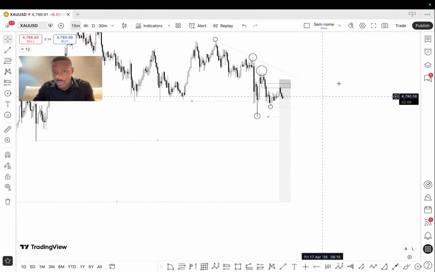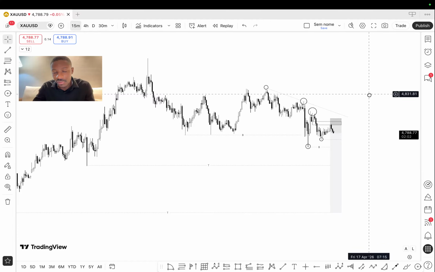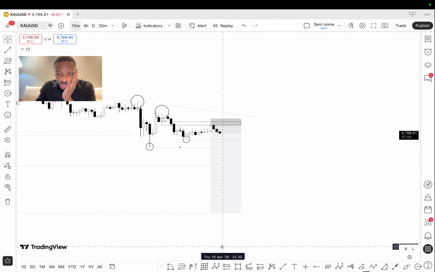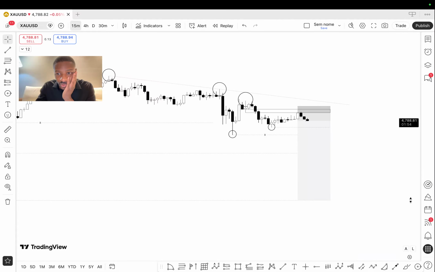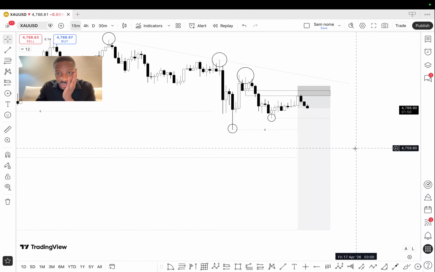Let's see how far this would go. Okay, so structure wise, this looks bearish. Straight up 15 minutes, it looks bearish. Let me put the focus on where we are going to trade, and let's just wait and see for reactions.